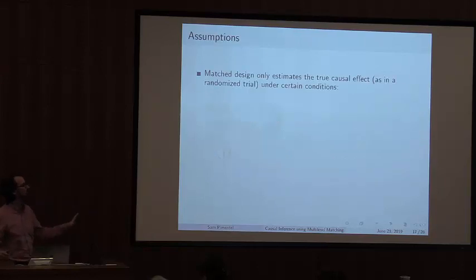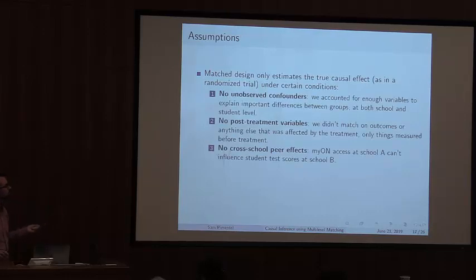Okay, so let's get back to those assumptions. Again, this isn't doing the same thing as a cluster randomized trial. Even if the observed data you get out of a multilevel match design looks similar to what you would see in a randomized trial, it's not the same thing. And the assumptions we need to make to close that gap are, first of all, no unobserved confounders.